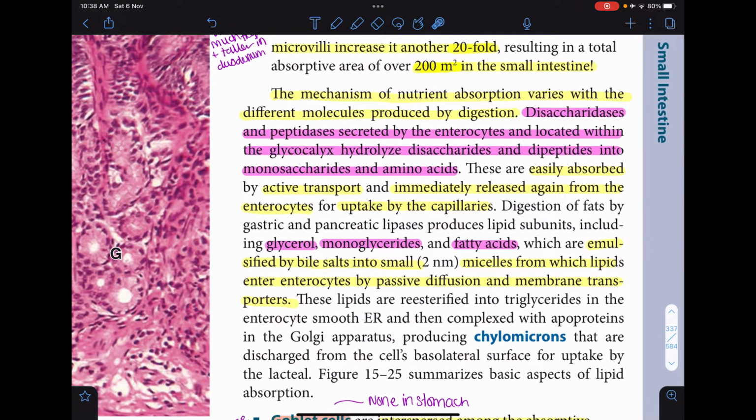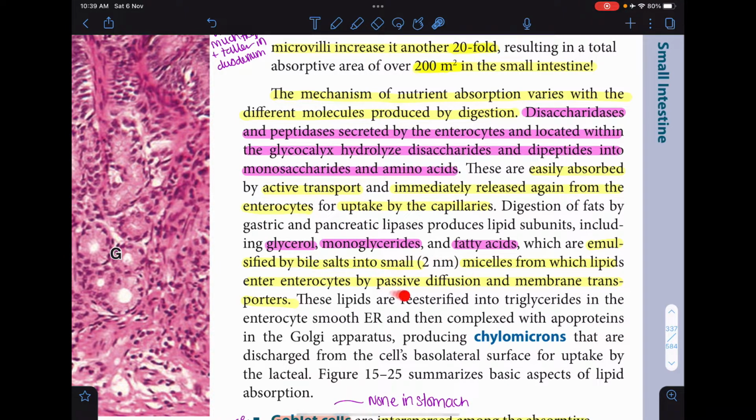And the fats, their digestion happens by the gastric and pancreatic lipases, which produce lipid subunits اللي هم glycerol, monoglycerides and fatty acids. These subunits become emulsified by the bile salts into small micelles. Micelles are lipid droplets. They're about 2 nanometers in length. And بصير بعدين إنه lipids they enter the enterocytes by passive diffusion. إحنا حكينا هون ال disaccharides and dipeptides they بصير فيهم absorption by active transport.